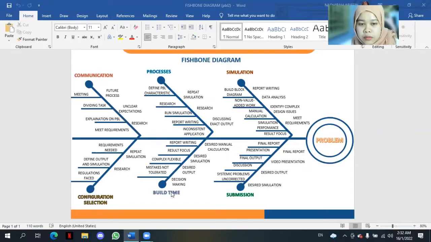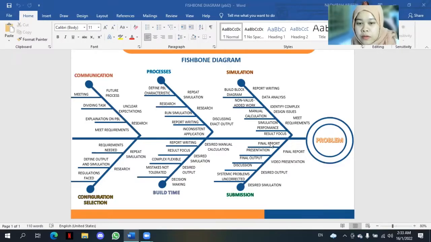For the build time, first is the report writing, result focus, complex and flexible simulation, mistakes not tolerated, which is the manual calculation and the simulation. Then we find the desired manual calculation, the desired simulation, the desired output, and decision making. The last is for the submission.